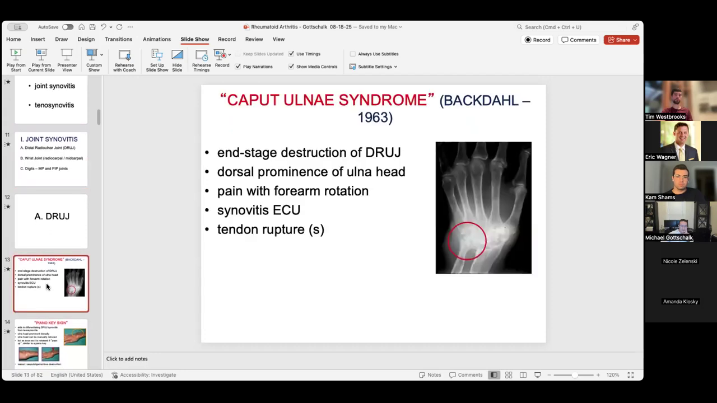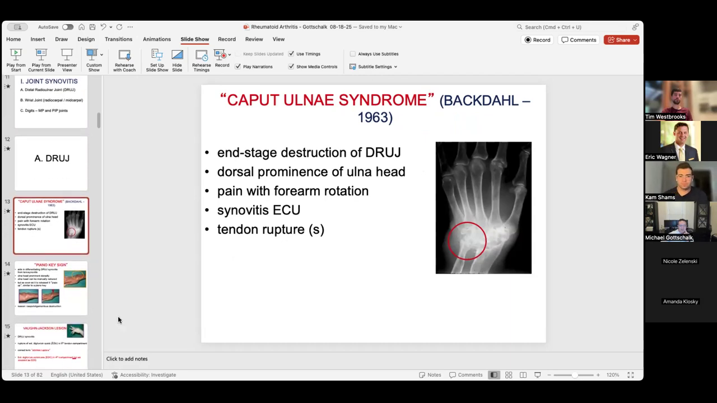So for the DRUJ, this is often what you see as what we call caput ulnae syndrome. So it's an end-stage destruction of the DRUJ. You often will have a dorsal prominence over the ulnar head, pain with forearm rotation, synovitis of the ECU, and this can ultimately lead to tendon rupture.